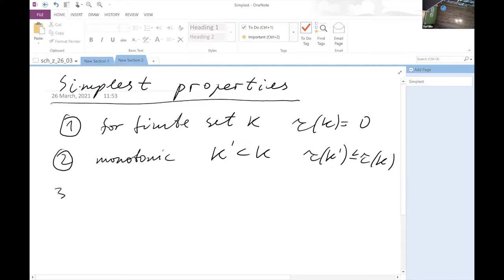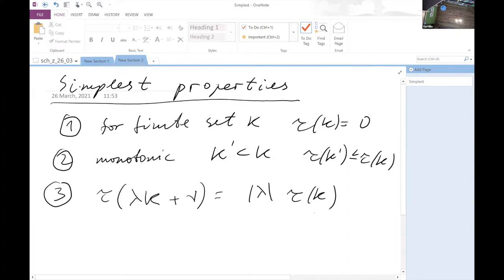And the third property: if we do an affine transformation, then it behaves well. Tau of lambda K plus nu is the absolute value of lambda times tau of K. So if we do just a translation, the diameter doesn't change. If we apply some coefficient, then the diameter multiplies by lambda. This is very easy. Simply, the Chebyshev polynomial for the new set will be easily expressed in terms of the previous one. So these are really easy properties that follow immediately from the definition.